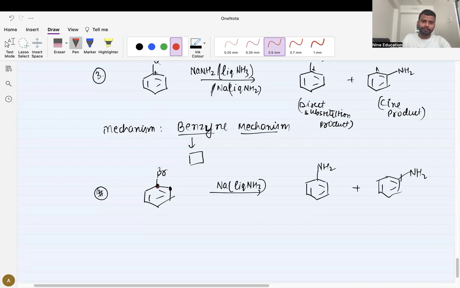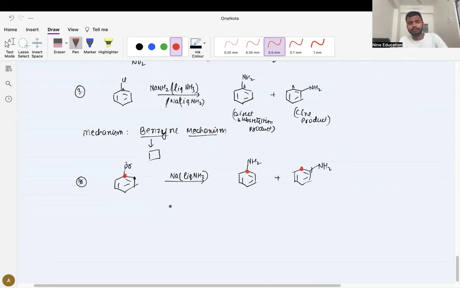See, I am marking this with color coding. This carbon and this carbon are different. If the carbon is the same, the product is the same. If substitution is made anywhere else, then they will be different products. So write this, beta.